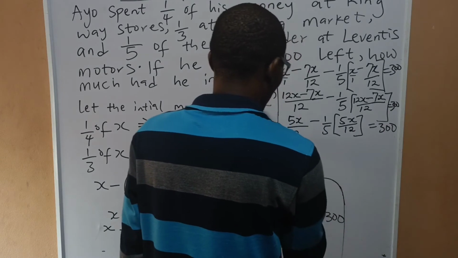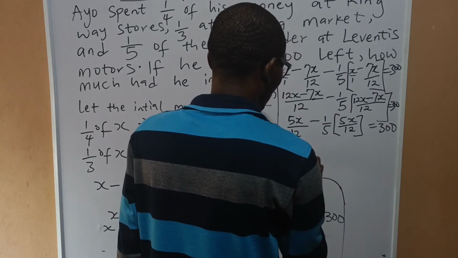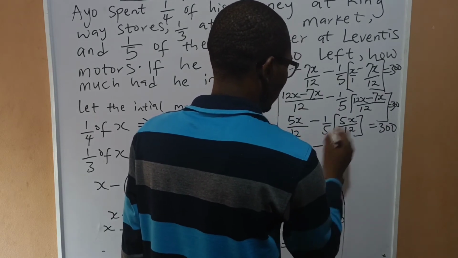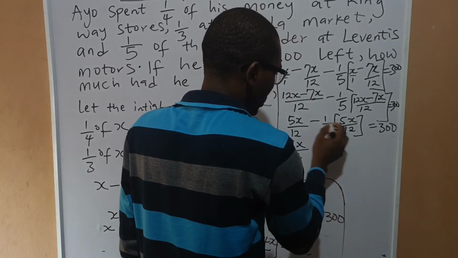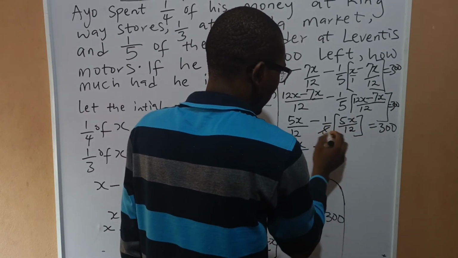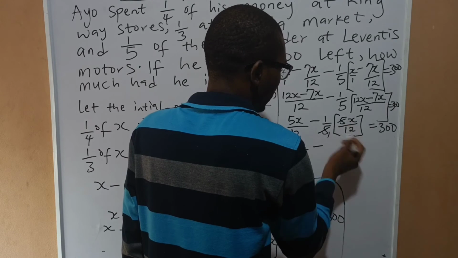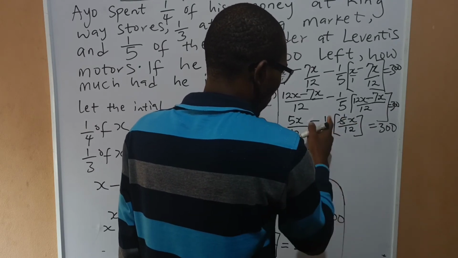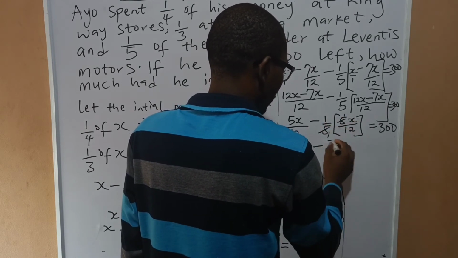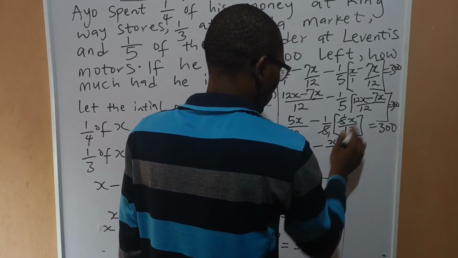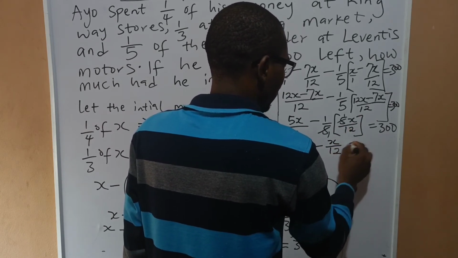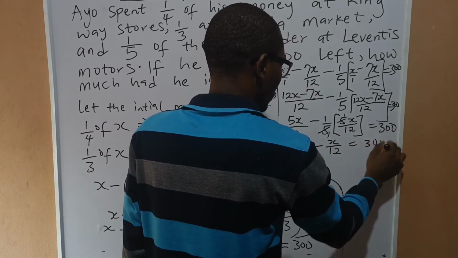Then we have 5x all over 12 minus, remember this is multiplication because of this bracket here. 5 divided by itself is 1, and 5 can divide 1 as well to be 1. 1 multiplied by x is x, and that is x over 12, and that is equal to 300.